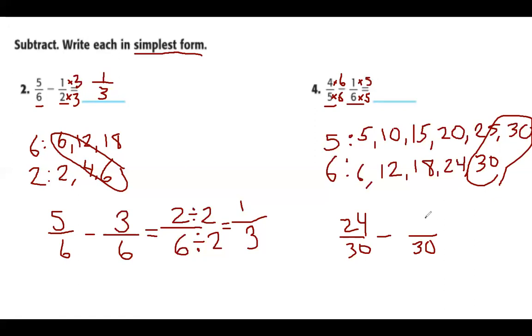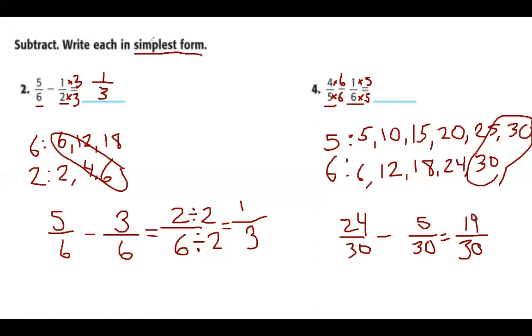1 times 5 gets me 5. Okay, so I have my new equivalent fractions. Now my last step is all I need to do is subtract 24, take away 5. 30 is going to stay the same because remember, when we are adding or subtracting, once we get that lowest common denominator, the denominator stays the same. We do not subtract or add it. 24 take away 5 though would give me 19.